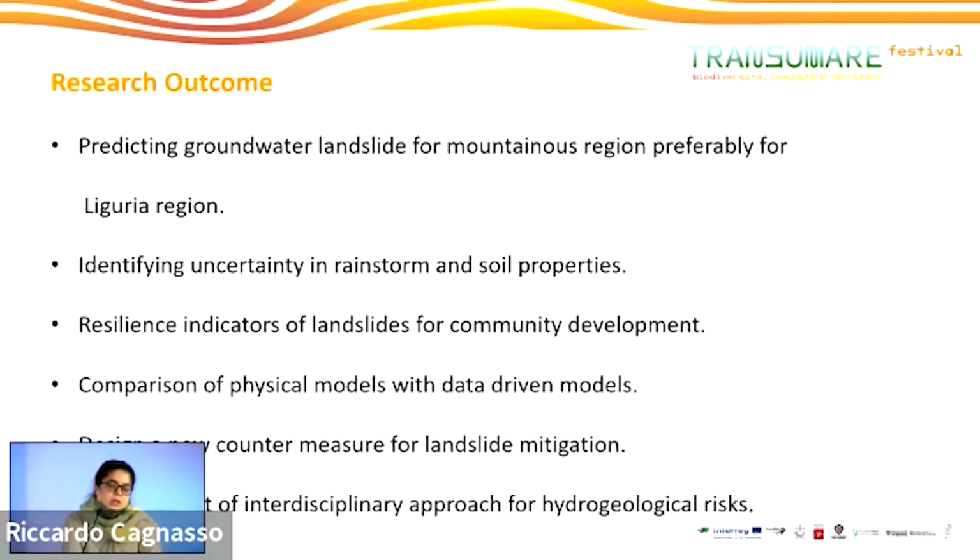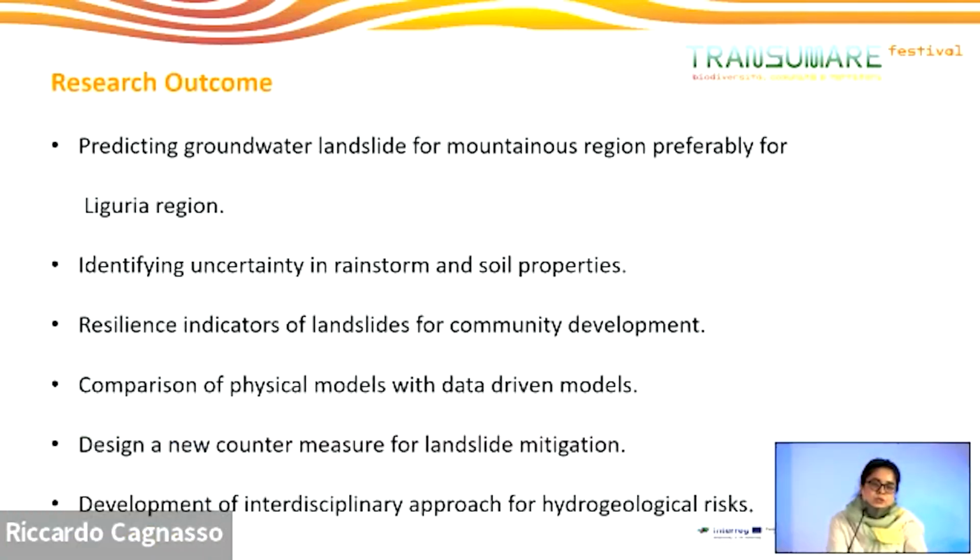Also, I am thinking of doing a questionnaire with the local communities: what they think about landslides, which factors they think mainly trigger landslides, what countermeasures they have already taken in preventing landslides, and whether they want new measures or the old measures are still applicable in that area. So this is from my side.